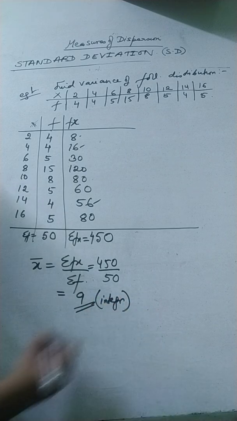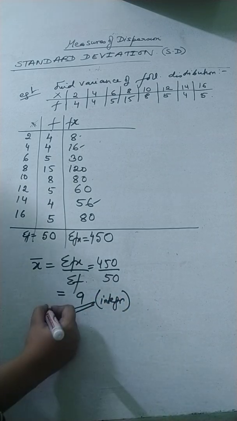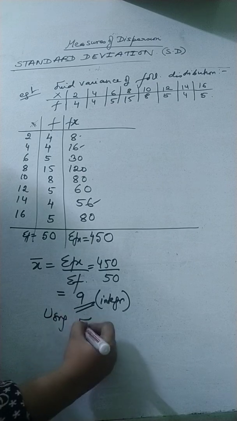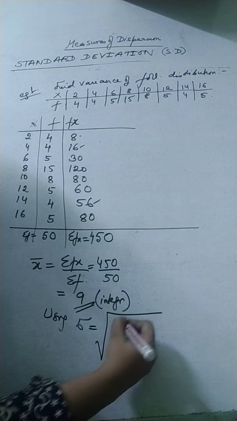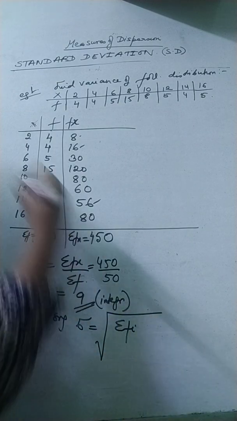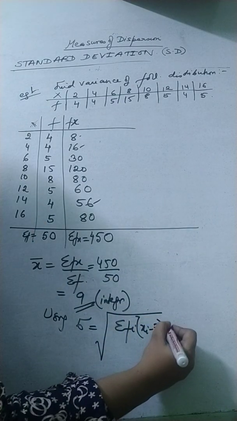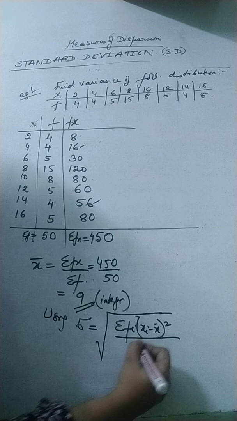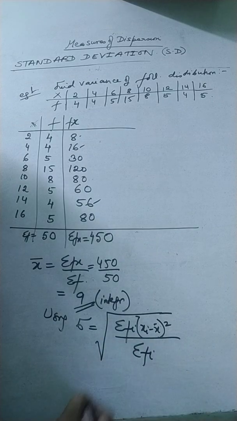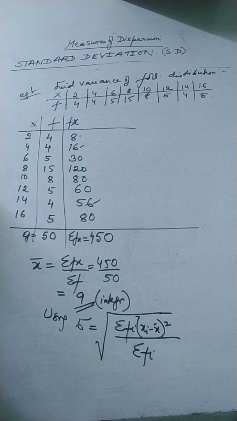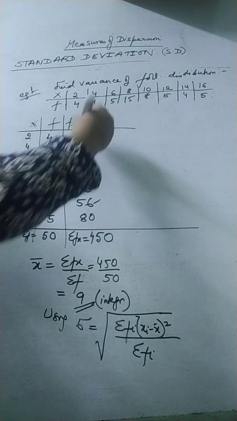So I will mention that I'm going to use the definition: sigma is equal to root over summation fi into xi minus x bar whole square by summation fi. This is what we are going to use. Accordingly, let us draw the columns. What are the columns needed now?